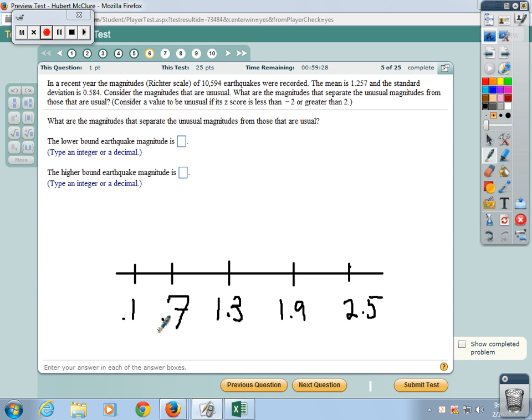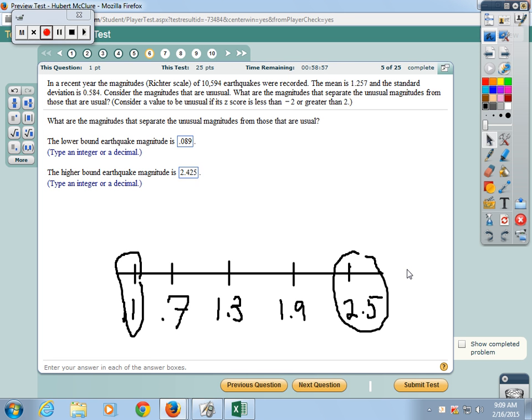So yours should look something like this, only it should be more detailed. So somebody give me the lower bound around this guy, 0.1. What is it? Okay, hold on. 0.081, is that what you said? 0.09? 0.089. And what's the high end? The high end would be around here. What? 2.425. And that's how you do it.